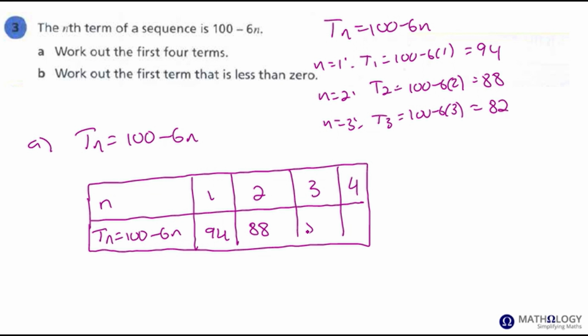And you can already see that we are subtracting 6 here. If you look at this coefficient of n, this coefficient of n is the common difference in the sequence. In other words, it's minus 6, so we are subtracting 6 from every term. So 82 minus 6 will be 76. And let's just check that. N equals 4. Term 4 is 100 minus 6 times 4. 100 minus 24 is 76.